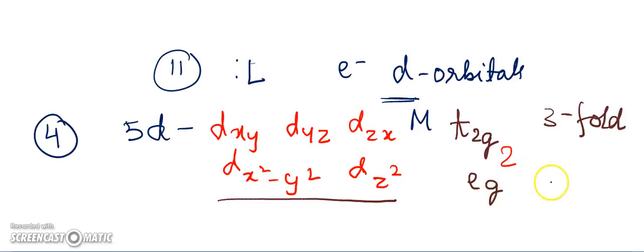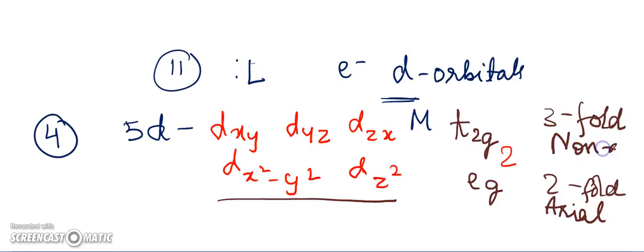These are 2-fold degenerate, and these are called the axial orbitals. So dxy, dyz, dzx are the 3-fold degenerate orbitals called the non-axial orbitals, and dx square minus y square and dz square are the EG orbitals, called the axial orbitals. So in a free transition metal atom or ion, all the 5 d orbitals have the same energy. They have what? They have the same energy. That is, they are degenerate.